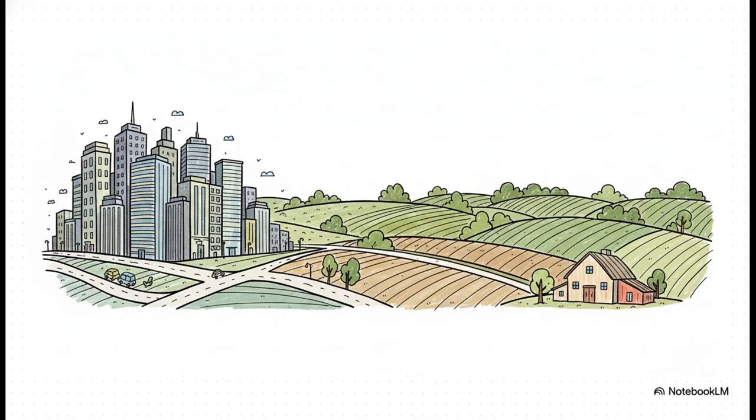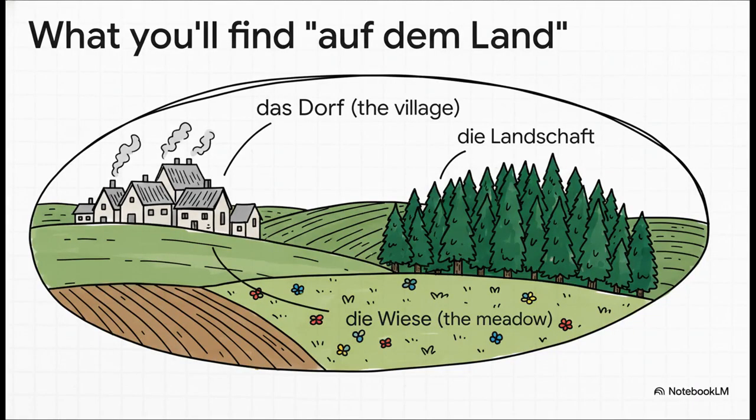If you're talking about something in the city, the word is städtisch. If you're out in the countryside, it's ländlich. Urban versus rural. These two are key for describing where you are. So what will you see auf dem Land?